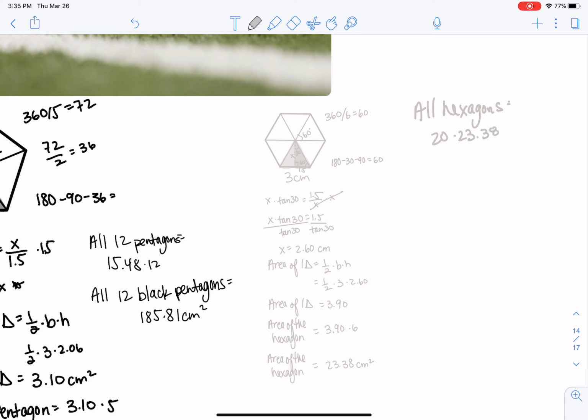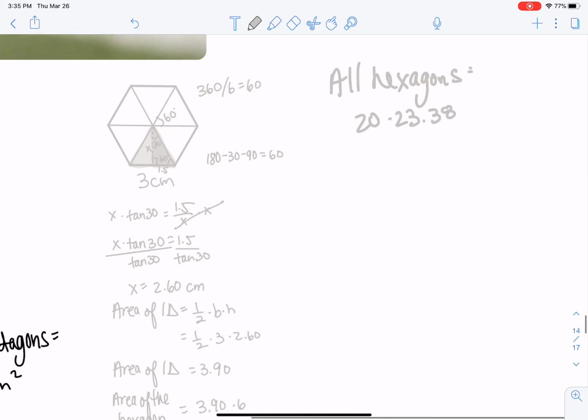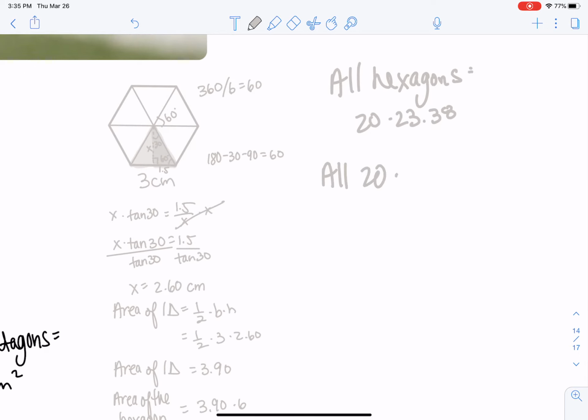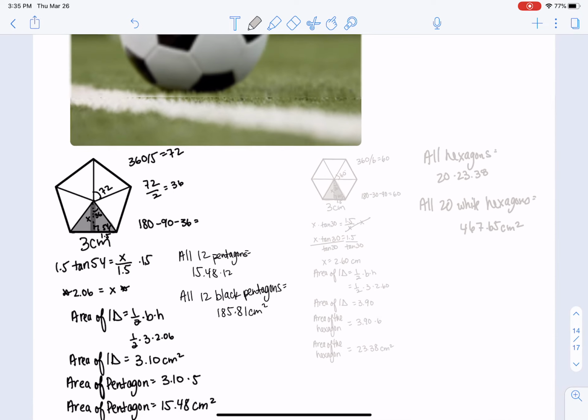And if my numbers are a little bit off, I'm just using my calculator. It has like 7 decimals or something. That's what I'm actually using. And I got all hexagons, so all 20 white hexagons would equal 467.65, and again, centimeters squared.